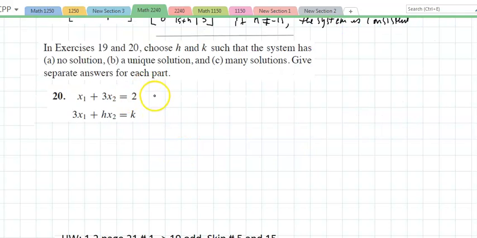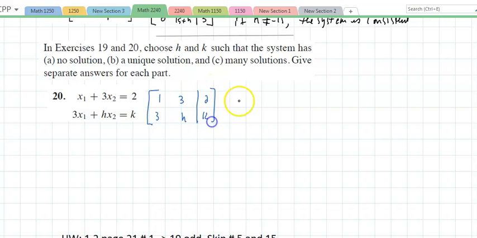Again, if I write this as an augmented matrix, I'm looking at 1, 3, 3H, and a 2 and a K. And if I reduce it, just choose H and K such that the system has one solution, no solution, unique solution, and many solutions. Alright? So let's see how this works. If I multiply row 1 by a negative 3 and add it to row 2, that's a 0. Negative 9 plus H and negative 6 plus K.